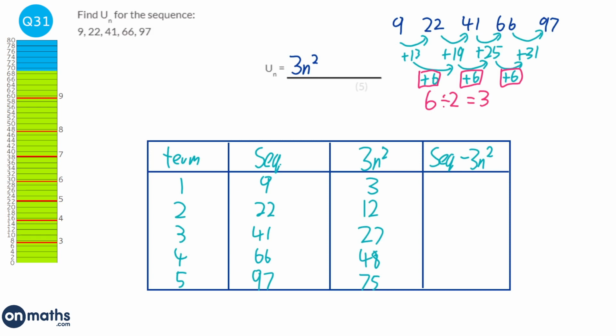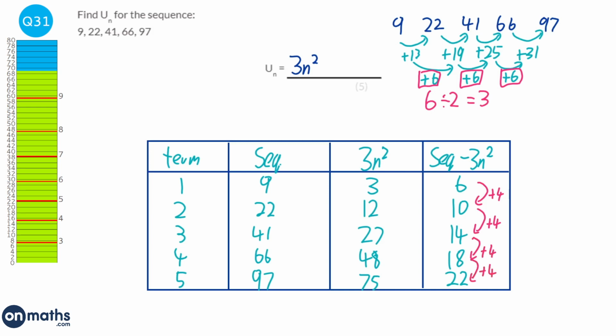So 9 take away 3 is 6. 22 take away 12 is 10. So they're not the same with this. 14, 18, 22. Now what do you notice? Well, we notice that these ones here are going up in 4s. So we've got a linear sequence here. So they're going up in 4s.